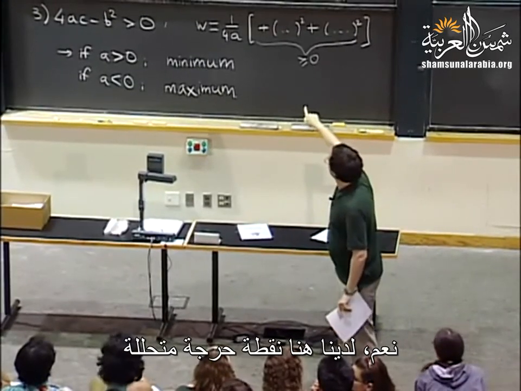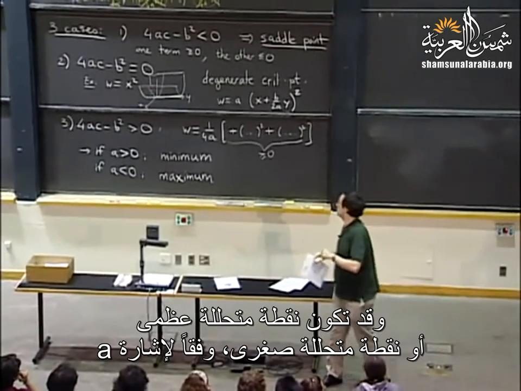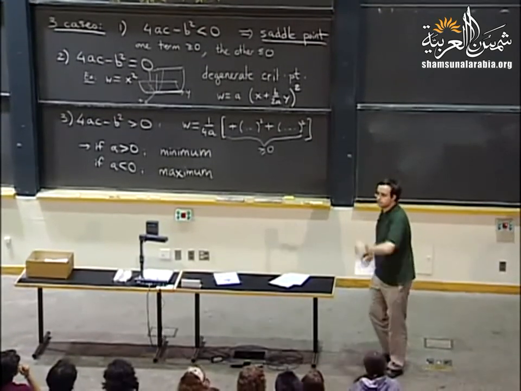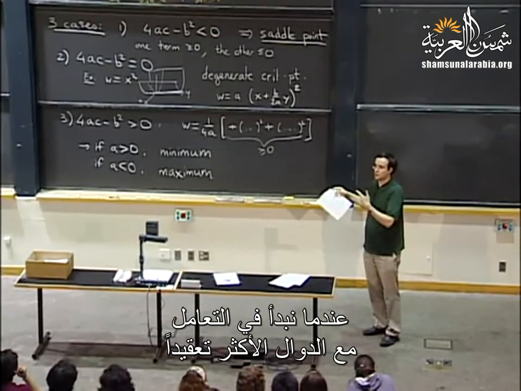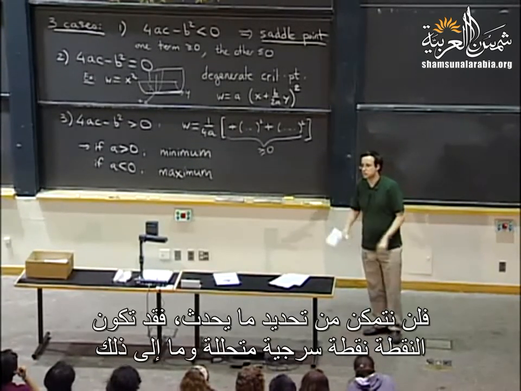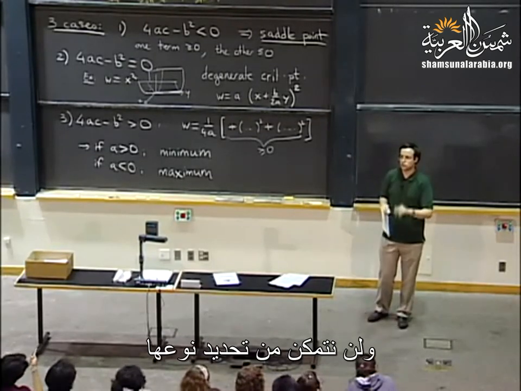Yes? So, when you have a degenerate critical point, it could be a degenerate minimum or a degenerate maximum, depending on the sign of A. But in general, once you start having more complicated functions, you don't really know what will happen anymore. It could also be a degenerate saddle and so on. So we won't really be able to tell.